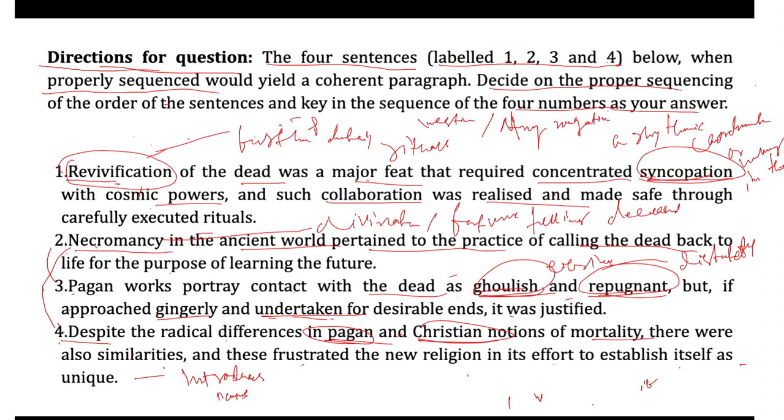Hence, we can say option 4 is introducing, and 2 and 3 are talking about pagan and Christian notions and how it becomes unique. And in 3, it is stated that pagan works portray contact with the dead, it was justification, and revivification of the dead was a major feat. So in that case, 4, 2, 3, and 1. That is the sequence you can find here. So 4, 2, 3, 1, through which we can draw the appropriate idea. I hope you understood this. That's all. Thank you.